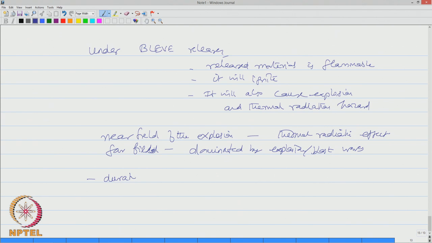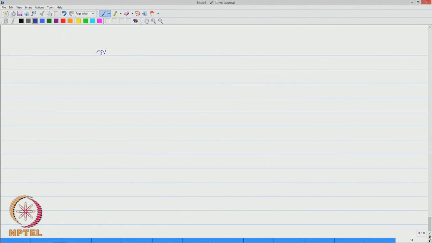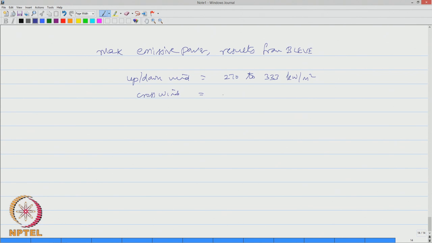Generally, the duration of the heat pulse which arises from a BLEVE is about 10 to 20 seconds, but the damage potential is very high. So, the maximum emissive power which results from a BLEVE is as follows. In the up and down wind, it is about 270 to 333 kilowatt per square meter. In the crosswind direction, it is about 278 to 413 kilowatt per square meter.